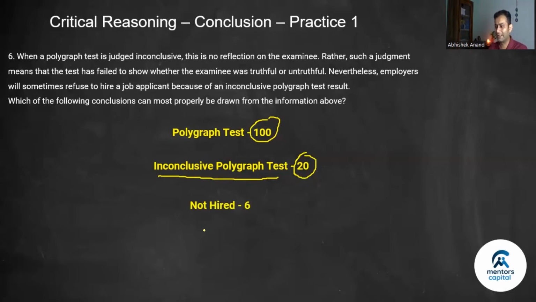Now, out of these 20, sometimes employers do not hire 6 people. This is what has happened here, right? So my main subject is the inconclusive polygraph test. In my theory class, I give you an example. If I'm talking about class 11 commerce students of student X being arrogant, can I conclude about science students of class 11? No. Can I conclude anything about class 12 students? No. I can only conclude about the class 11 commerce students of student X. So here also, you can conclude only about the subject, which is the inconclusive polygraph test.